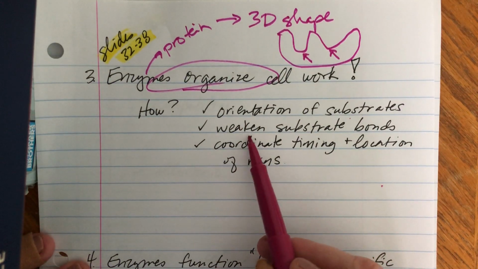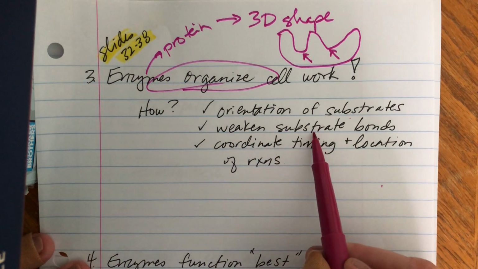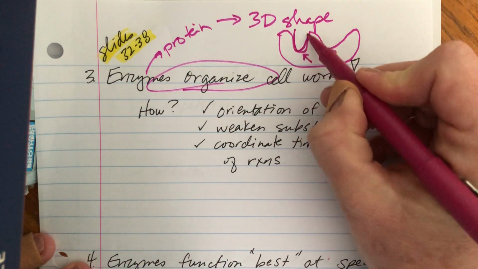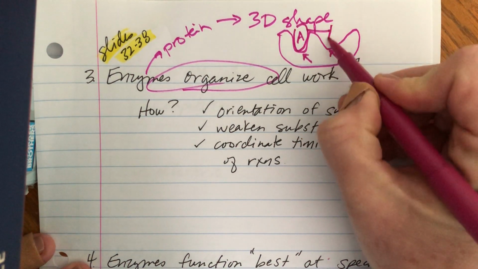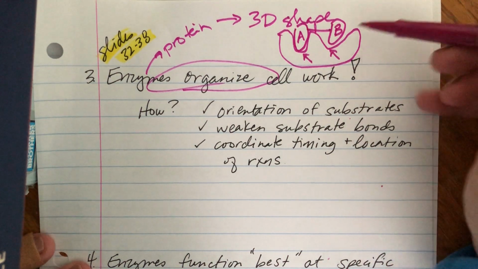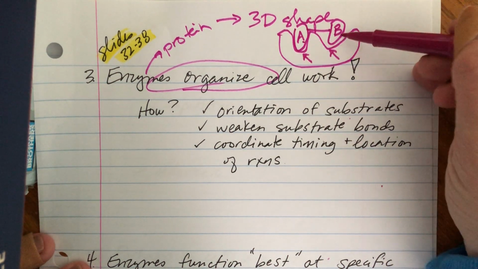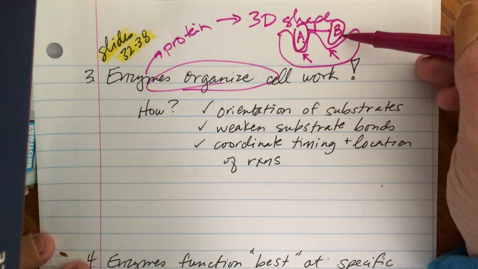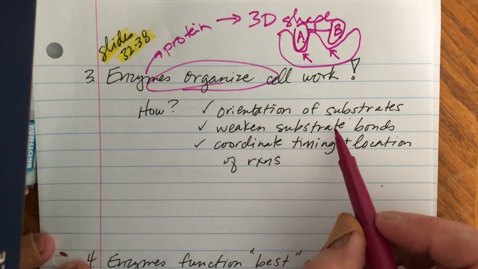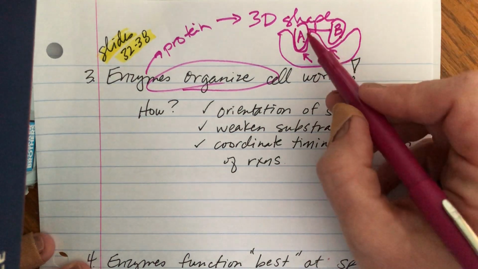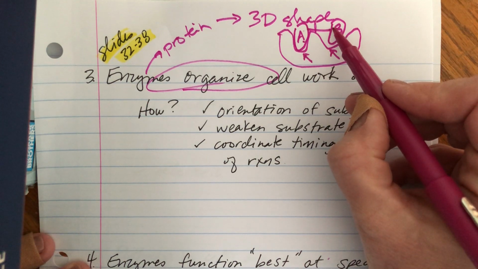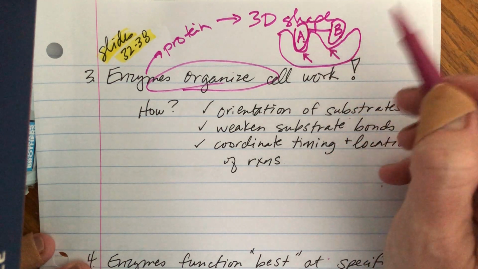They weaken the substrate bonds. Let's just say here's substrate A, here's substrate B. I'm just saying the picture's not very well planned. Say this is a monosaccharide, this is a monosaccharide, combining by dehydration synthesis to make a disaccharide. They're going to weaken the substrate bonds, the bonds in between these two monosaccharides, to encourage them to join with less energy.